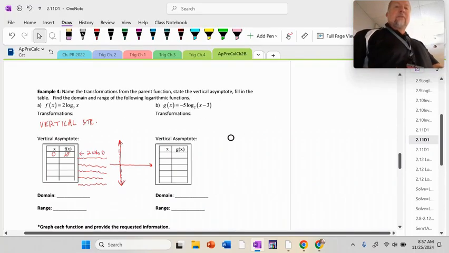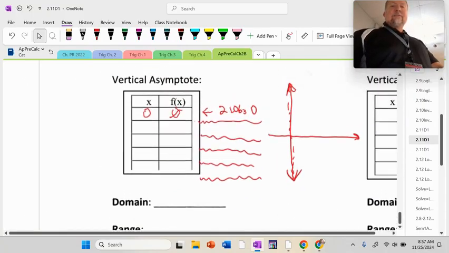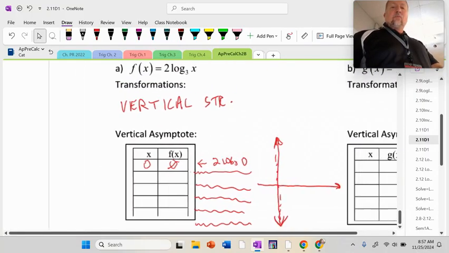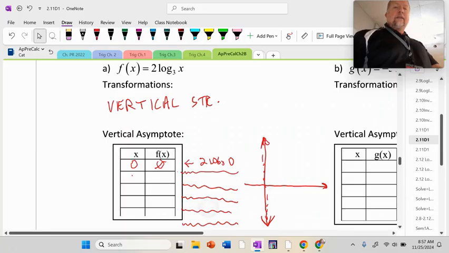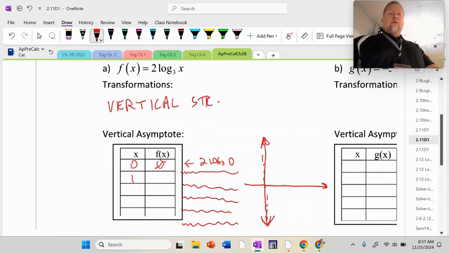Okay, what's the next one I'm going to plug in? Next one I'm going to plug in is 1. Okay, I thought that was getting a little weird there. What's log base 3 of 1? 0. What's 0 times 2? Not 2, it's 0.